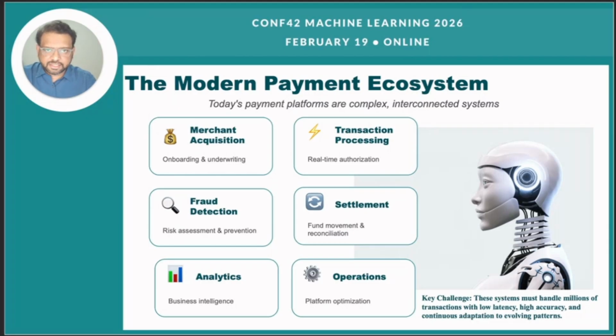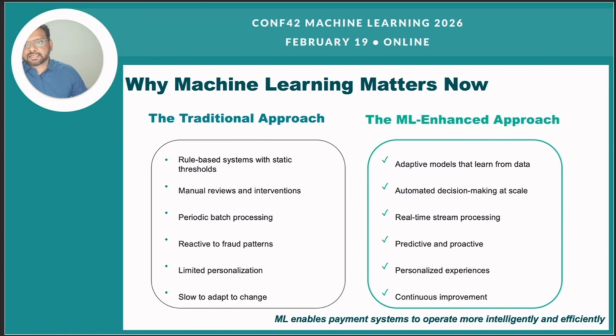Here are the key challenges that we are seeing today. The system must handle millions of transactions with very low latency, less than 100 milliseconds, high accuracy, and continuous adaptation to evolving patterns. Traditional rule-based approaches simply cannot handle such complexities, and that's where machine learning fits into this entire picture. Now let's understand why machine learning matters. Let's contrast the traditional approach with machine learning enhanced approaches. In traditional payment systems, we relied heavily on rule-based systems with static thresholds. You would have rules like decline if the transaction is over 5,000 for a new card, or flag for review if the velocity exceeds 10 transactions per hour.